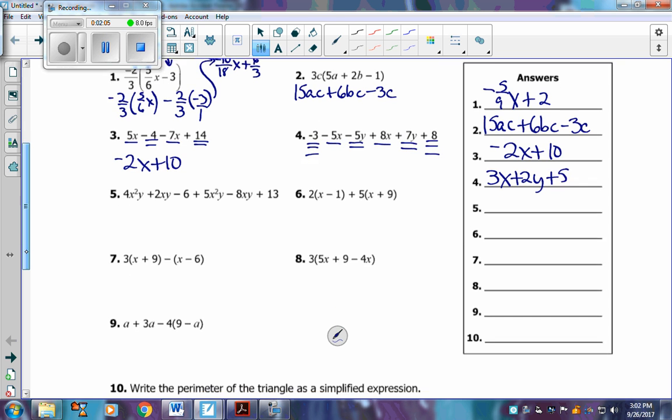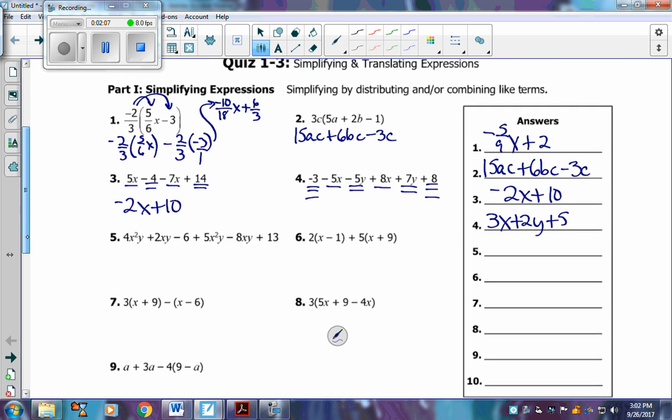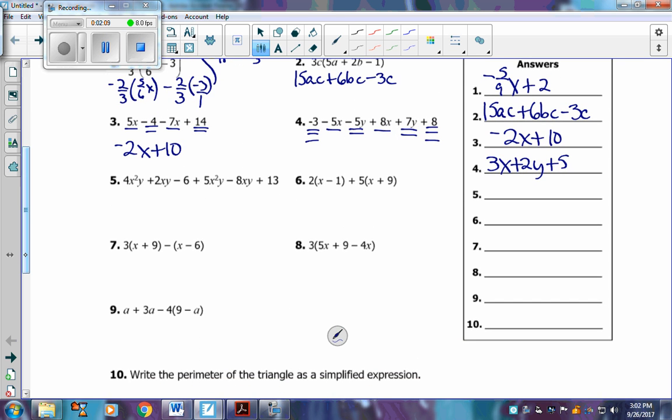Number 5, since these need to be in standard form, I'm going to start with the x's that are squared. So I have 4x squared y and 5x squared y, which gives you 9x squared y. Positive 2xy and negative 8xy give you negative 6xy. Negative 6 and positive 13 give you positive 7.